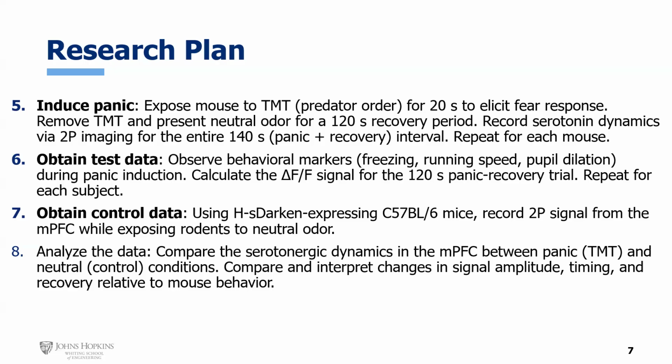And the second to last step is to obtain the control data. So using the sDarken expressing mice, they record a 2-photon signal from the medial prefrontal cortex while exposing rodents to a neutral odor. This will be used as the control. The final step is to analyze the data, compare the serotonergic dynamics in the medial prefrontal cortex between panic and neutral conditions, and compare and interpret changes in signal amplitude, timing, and recovery relative to the mouse behavior.